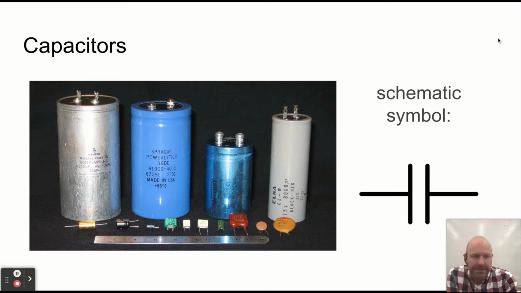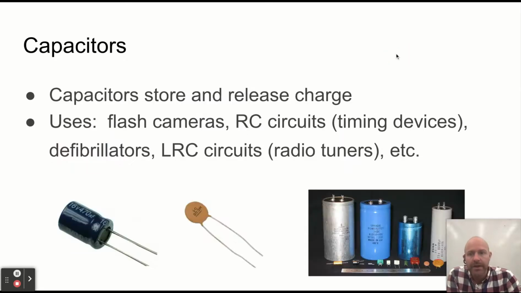The ones that we tend to use are cylinders for our experiments in class, but little teeny ones can also be found inside of circuits, integrated circuit elements. The schematic symbol is this. It's two parallel lines of the same length, not to be confused with the battery, which is a long and a short line.